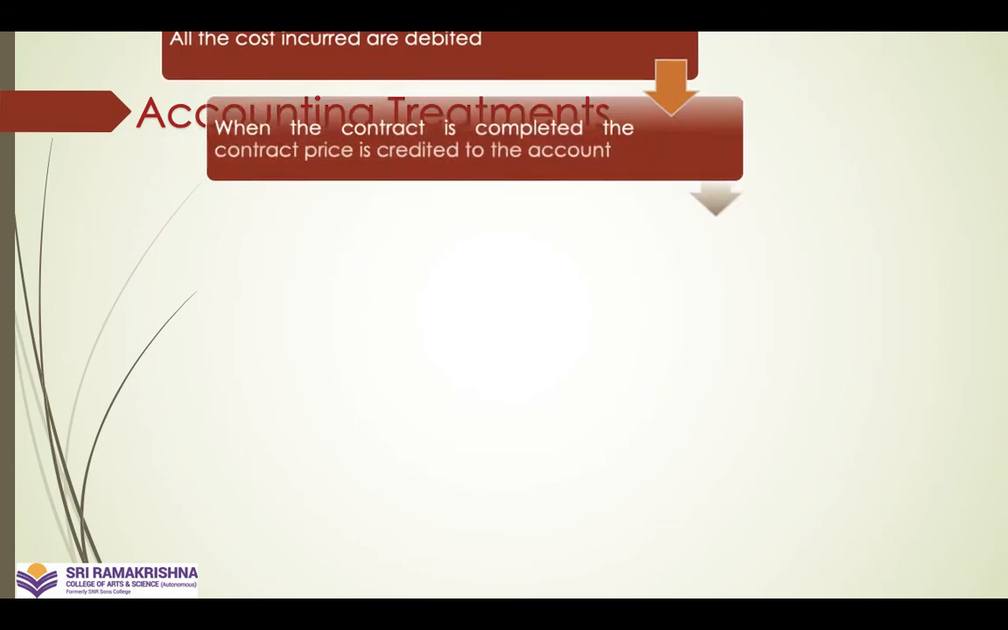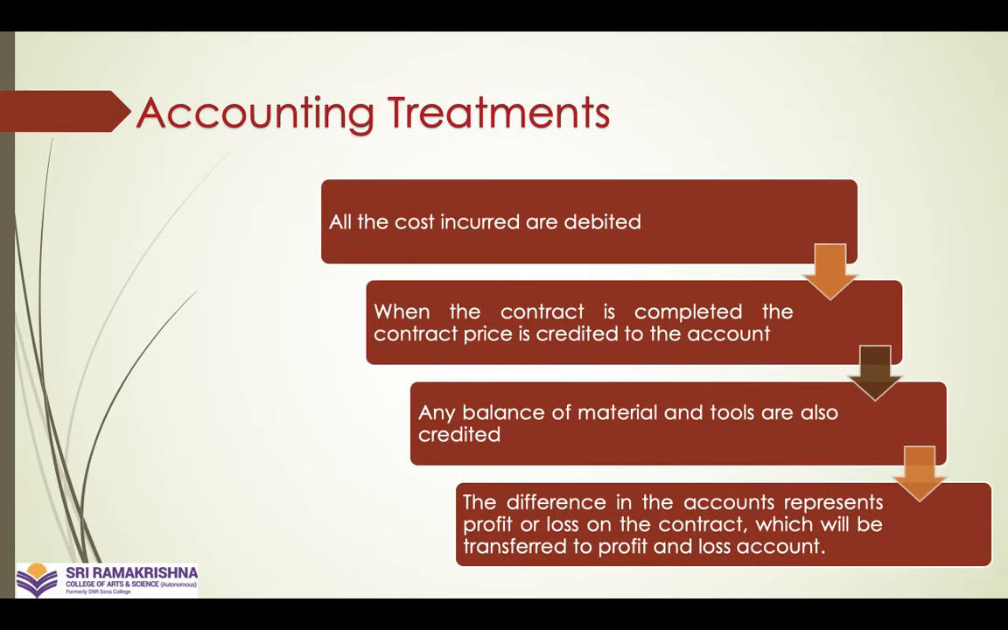Next is accounting treatment. While preparing a contract account, you have to debit all the costs which are incurred in the contract. Even the purchases of assets should be debited to the contract account. When the contract is completed, the contract price will be credited to the contract account. The balance of any materials, tools, assets are also credited. The difference in the account represents the profit or loss on the contract. If there is a credit side balance, it is a profit, and if there is a debit side balance, it is a loss, which will be transferred to the profit and loss account.